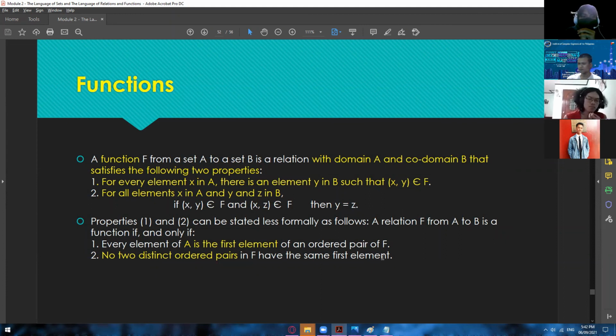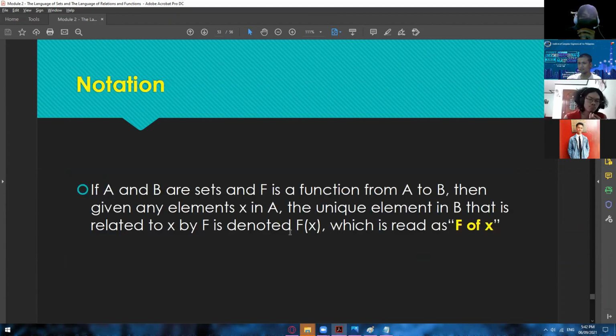For you guys to be able to appreciate this one, let's proceed now to the example. But before that, let's talk about this notation. If A and B are sets and f is a function from A to B, then given an element x in A, the unique element in B that is related to x by f is denoted by f of x. So the symbol of the function is f, and the elements on that one is x. We call this f of x, or this can be read as f of x.